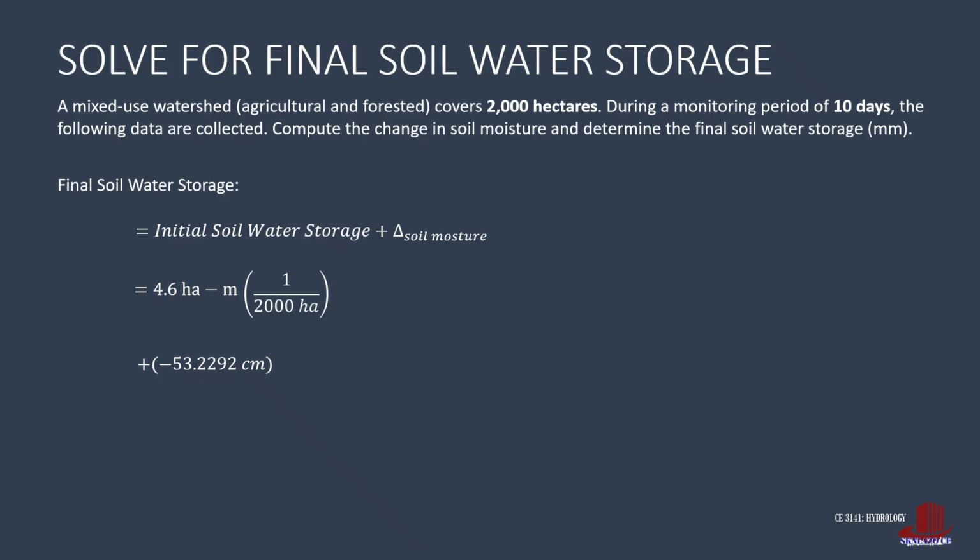So take out hectare by dividing it with the catchment area. Then multiply the conversion of 100 cm per meter. The initial soil water storage is then converted as 4.6 times 100 divided by 2000, resulting to 0.23 cm. So the final soil water storage is 0.23 plus negative 53.2292 cm, which becomes negative 52.9992 centimeters.